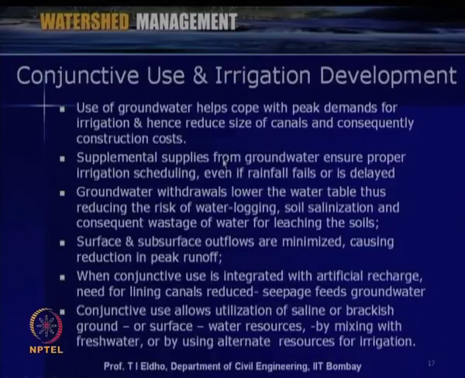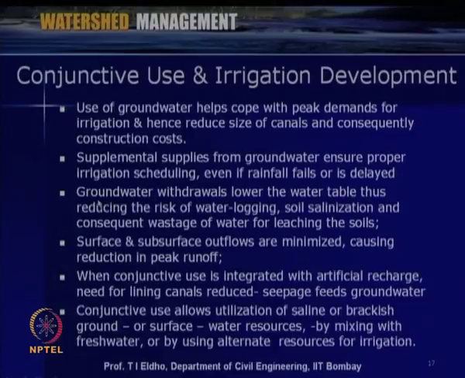Then we can go for supplemental supplies from groundwater to ensure proper irrigation scheduling. Even if rainfall fails or is delayed, especially in rain-fed agriculture areas, we can go for groundwater supply compared to small check dams or reservoirs. That way we can go for proper irrigation scheduling by conjunctive use. Then groundwater withdrawals lower the water table, thus reducing the risk of waterlogging, soil salinization and the consequent wastage of water for leaching the soils.